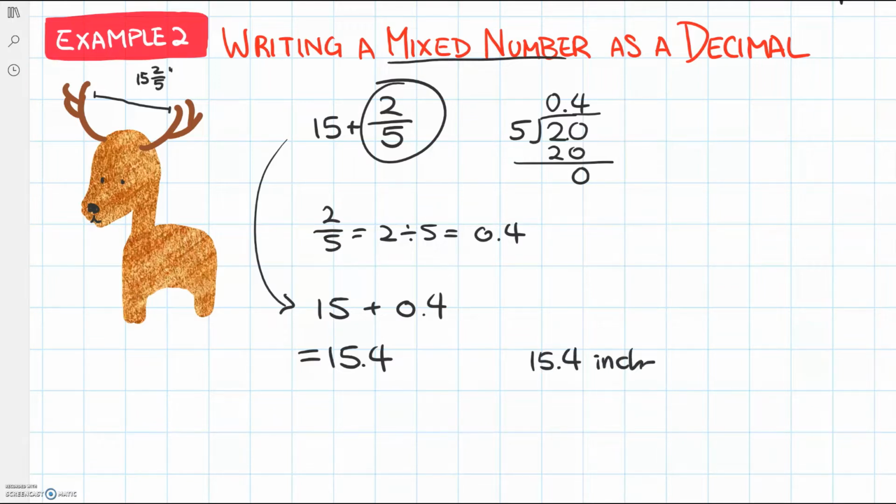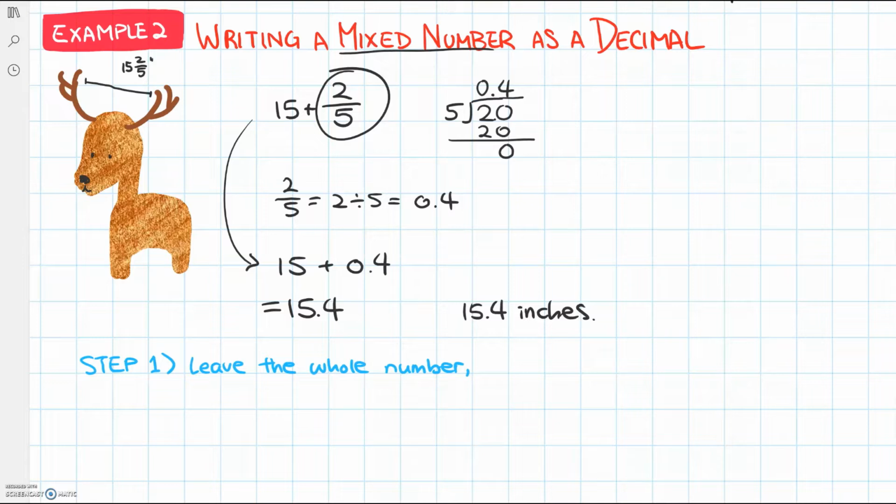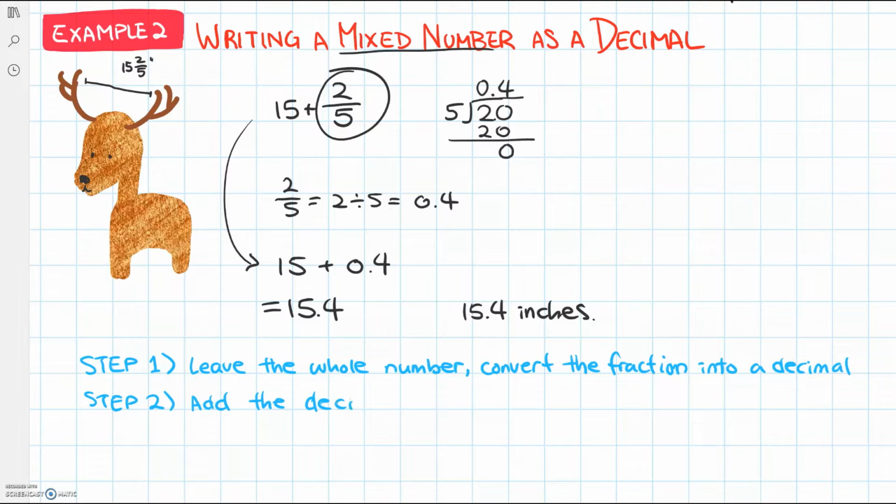If I want the measurement of the deer's antler spread in inches, then I have 15.4 inches. So what can we write in our notes to help us split up the steps? First thing you want to do is leave out the whole number and then convert the fraction into a decimal. Step 2, add the decimal to the whole number.